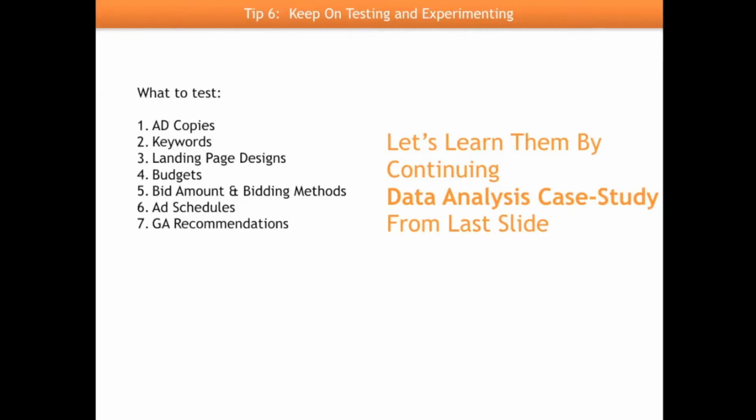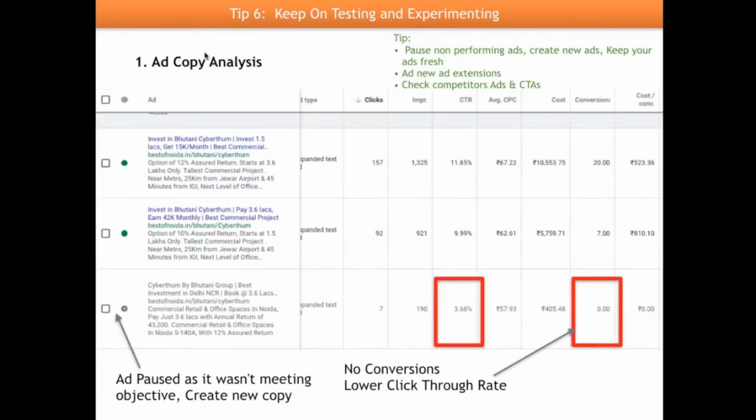Okay, so the first thing is ad copies and ad copy analysis. So the tip is to pause non-performing ads, create new ads, replace them with new ads, and keep your ads fresh. Add new ad extensions and check competitors' ads and call to actions. So let's go through these ads.